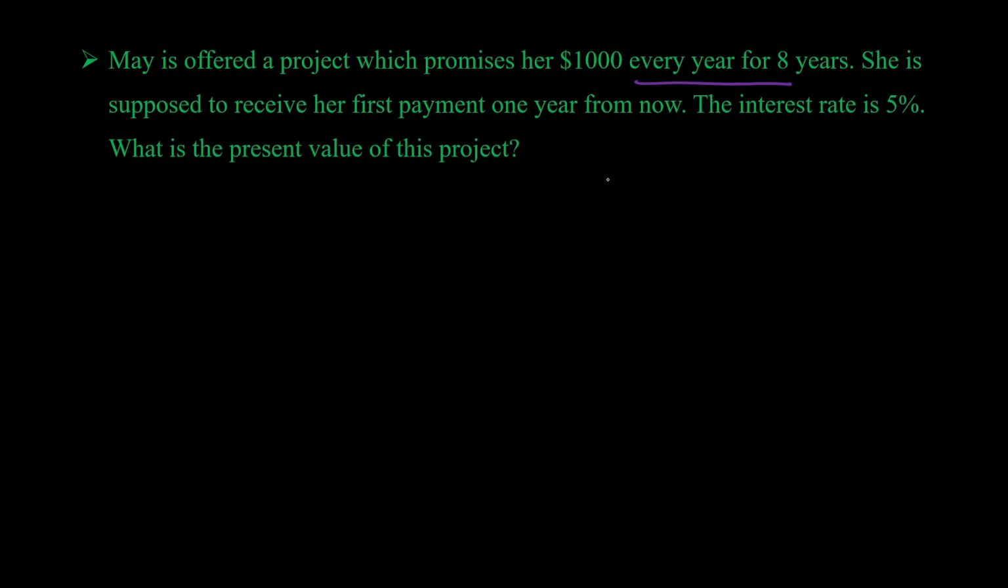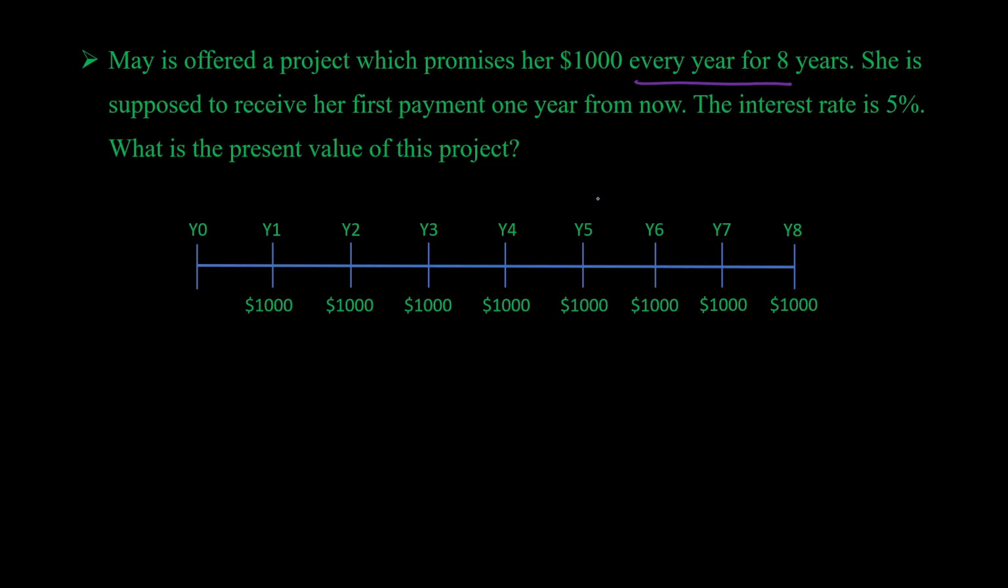So let's visualize the timeline first. As you can see, May receives her first payment in year 1 instead of year 0, which is the present. And all of these payments are equal to $1,000. So she gets her first payment equal to $1,000 in year 1, and again in year 2, again in year 3, and this will continue till year 8. Now this stream of payments is actually an example of an annuity.